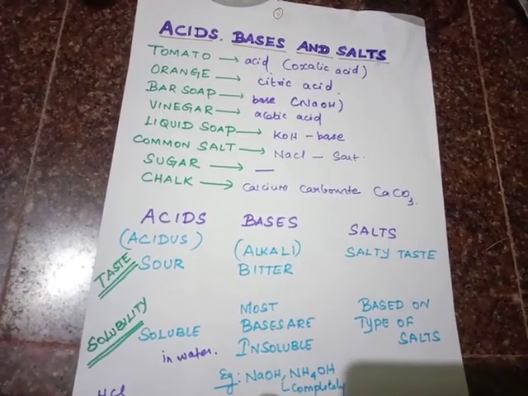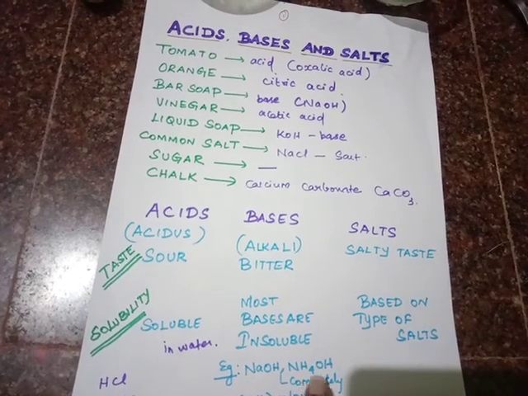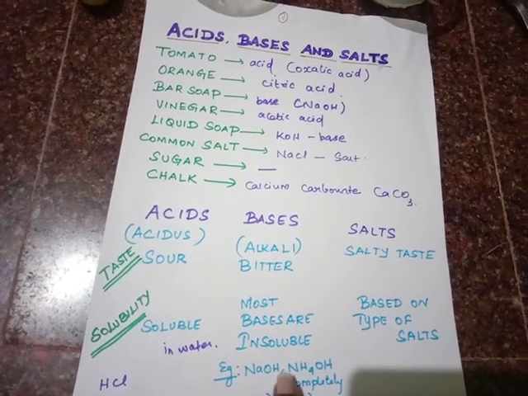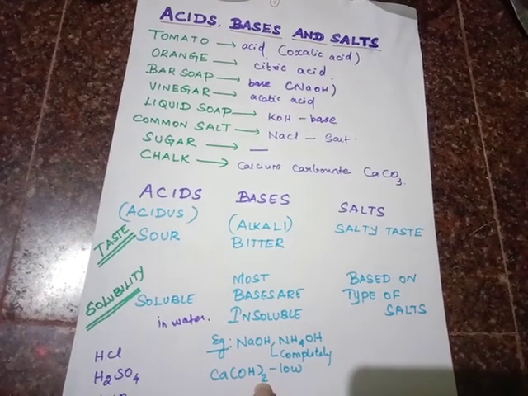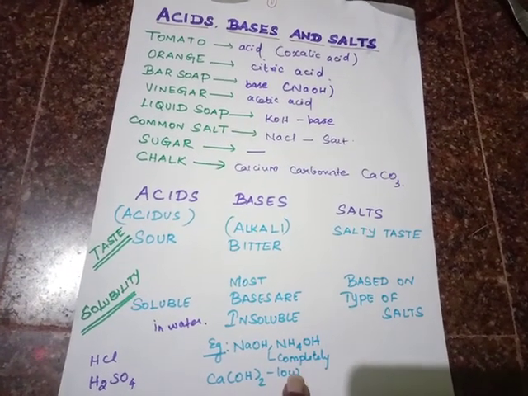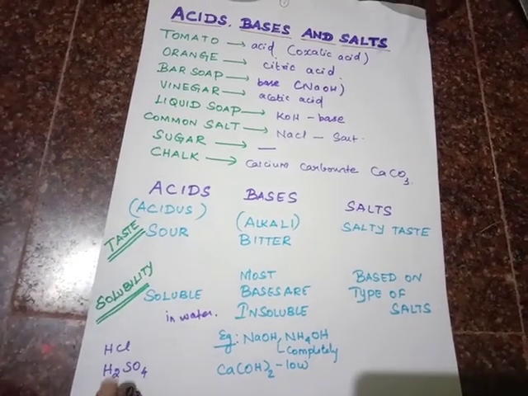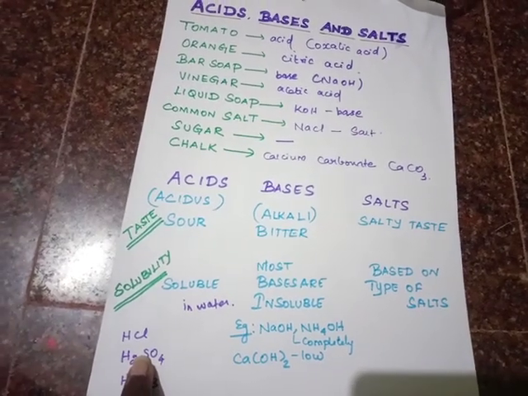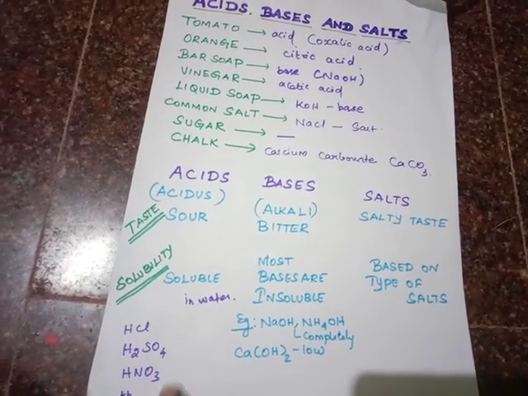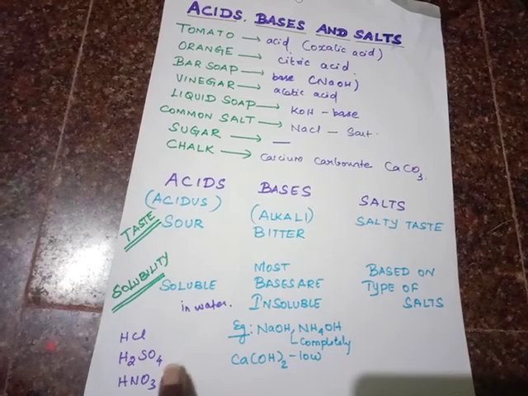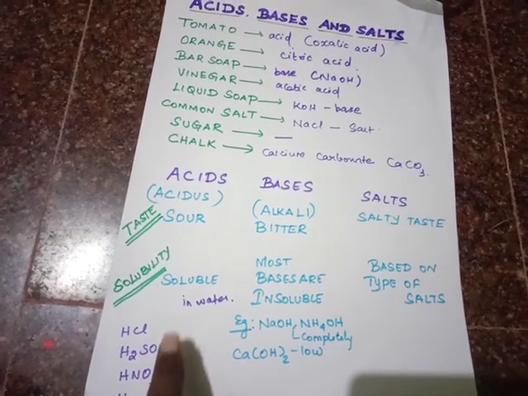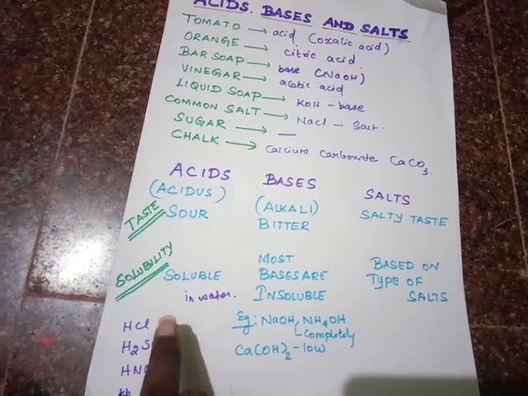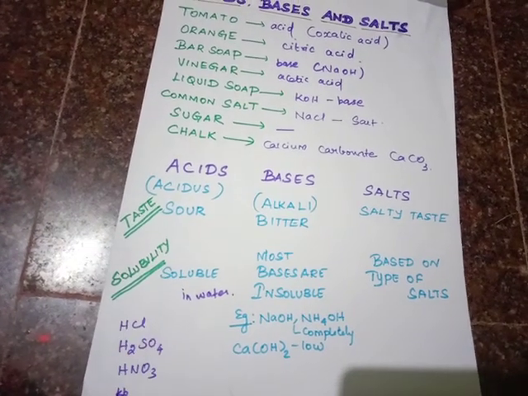See here, for bases, NaOH and ammonium hydroxide, that is sodium hydroxide and ammonium hydroxide, are completely soluble. Calcium hydroxide solubility will be low. Now if you take acids, what are the examples we can see? HCl, that is hydrochloric acid, sulfuric acid, nitric acid. In all these three you can identify something in common, that is hydrogen.